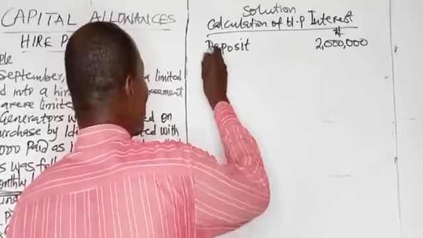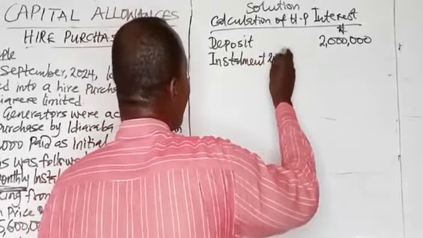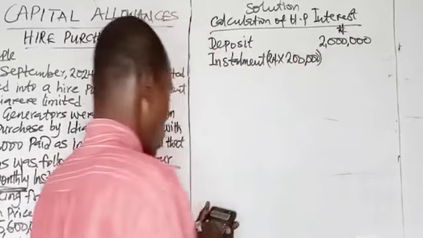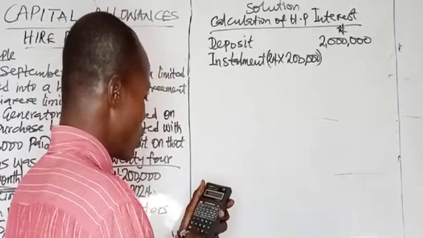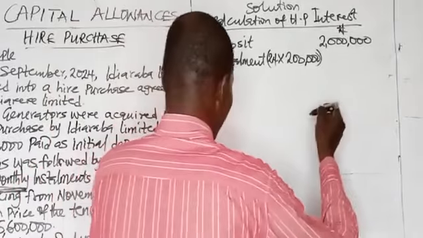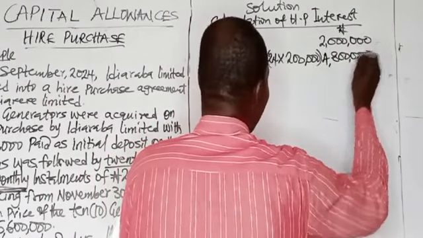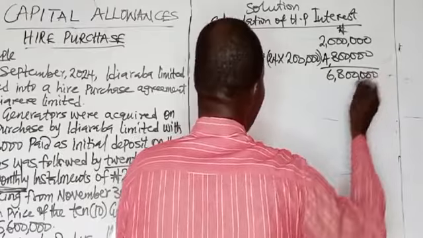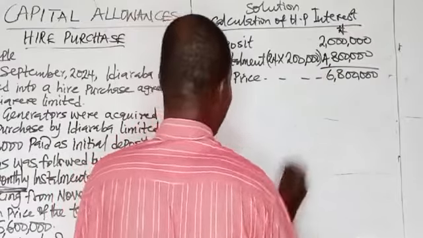So now let's have the installments. 24 equal monthly installments of 200,000. So we have 24 times 200,000. That gives us 4.8 million. If you add 2 million to that, you have 6.8 million naira. This 6.8 million represents the higher purchase price.